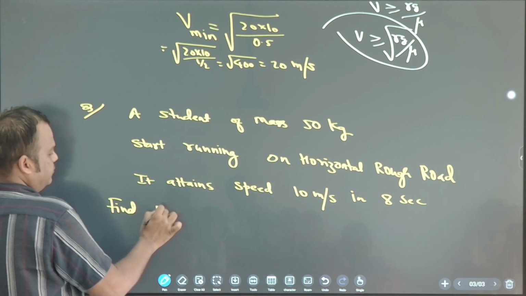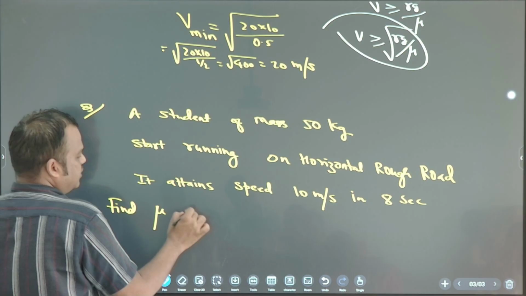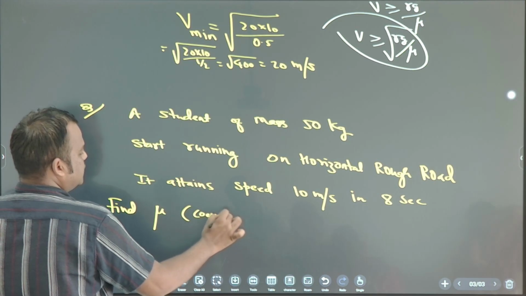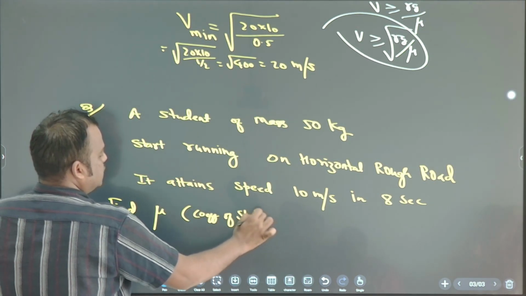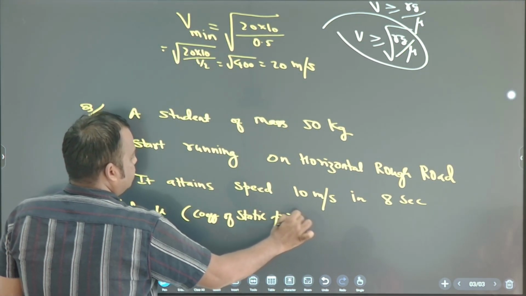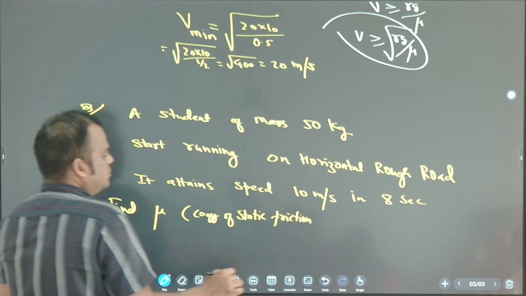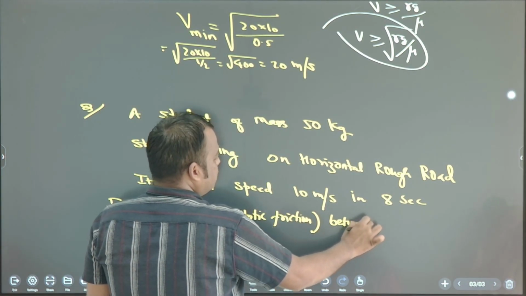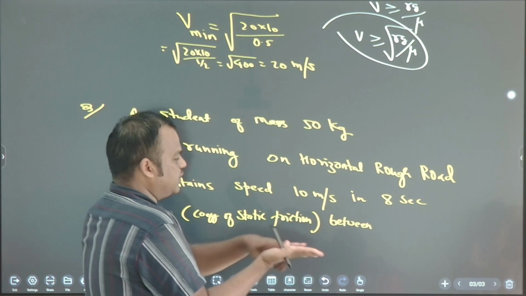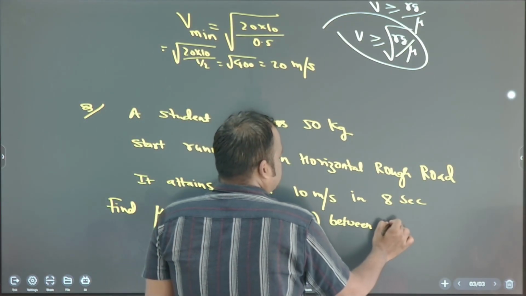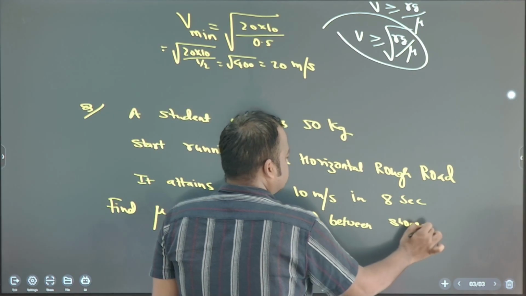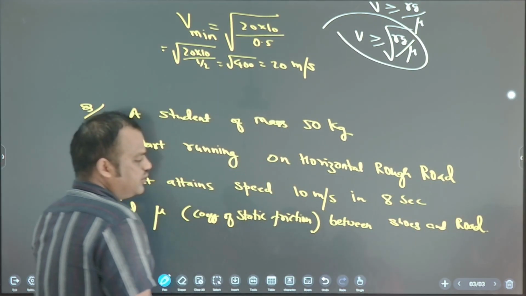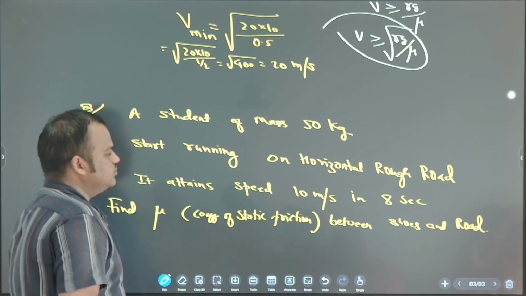Find mu, the coefficient of static friction between shoes and road. Mu is the property of surfaces, two surfaces in contact. So between shoes or legs, shoes and road, one student is running like this.